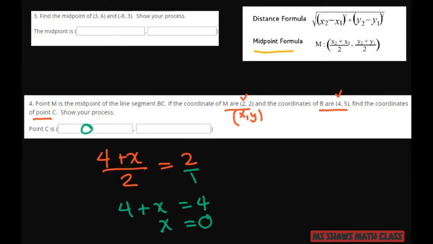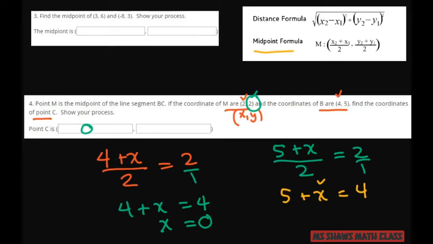And then for y, do the same thing. You're going to have 5 plus y divided by 2 equals 2. Now cross multiply and you get 5 plus y equals 4. So clearly if you subtract 5 from both sides of the equation, you get y equals negative 1. So this would be negative 1. So those would be your points you would add to get this midpoint.